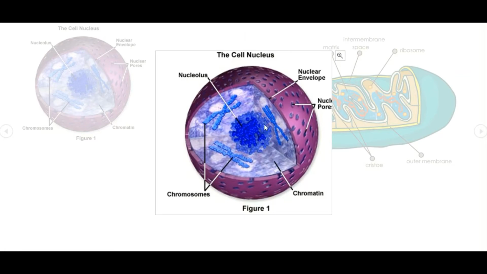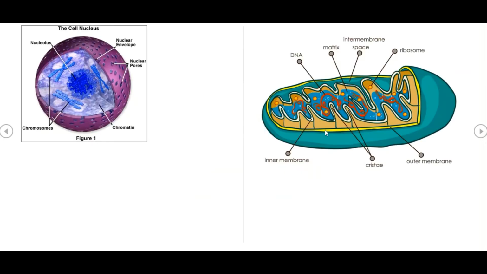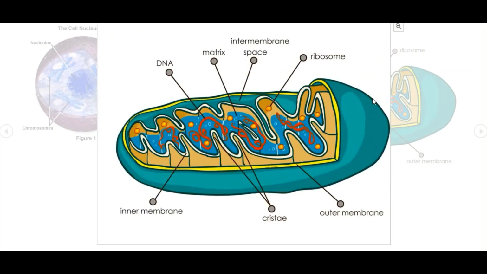We have the nucleolus, which is inside. Also important to note, the nucleus has a membrane around it, so it's a membrane-bound organelle. Then the next structure we will be looking at is our mitochondria. The mitochondria is the powerhouse of the cell. It's also known as the powerhouse.